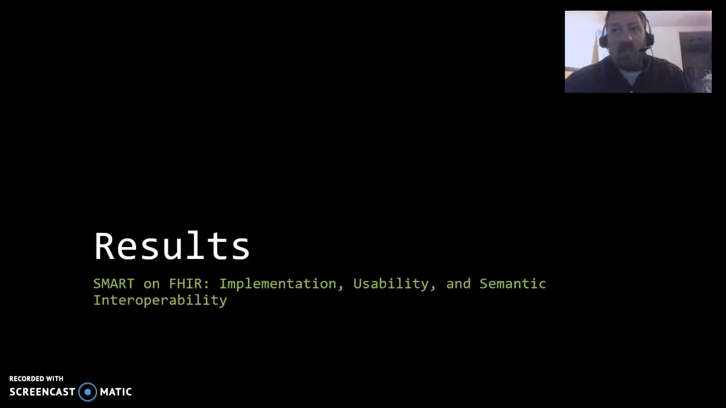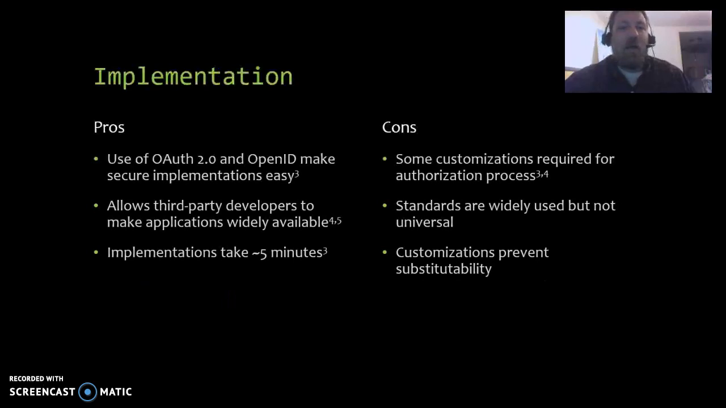So when I looked at this, what did I find? Well, as far as implementation goes, most developers really thought that Smart on Fire made implementation easier, but they also had criticisms. OAuth and OpenID are easy to use in place of custom authentication frameworks, and they're more secure as well. The use of standards allows developers to make their offerings widely available across multiple platforms.